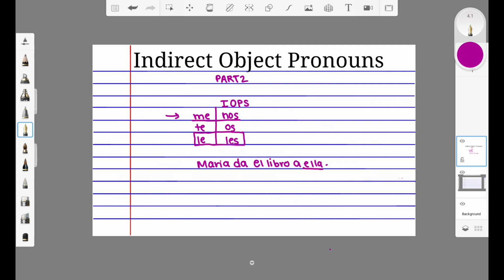If you'll recall from that video, with indirect object pronouns and direct object pronouns, when there is only one verb, like there is in this case, the verb da, which comes from dar, to give, we put the indirect object pronoun or the direct object pronoun, if we're talking about that, before the conjugated verb. We can tell this one's conjugated, so we know it's going to go before that. So the entire sentence will look like Maria le da el libro.